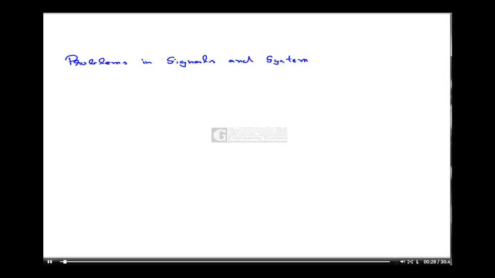In today's topic, we will see some problems from Laplace transform, Z transform, and Fourier transform. It will be just like a revision session. First problem. The problems which we are doing today are also the expected type of problems in the GATE exam. Okay, first one.